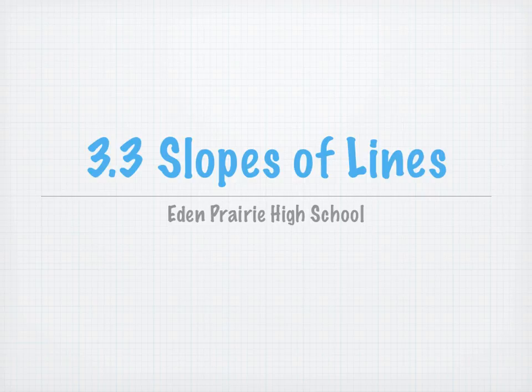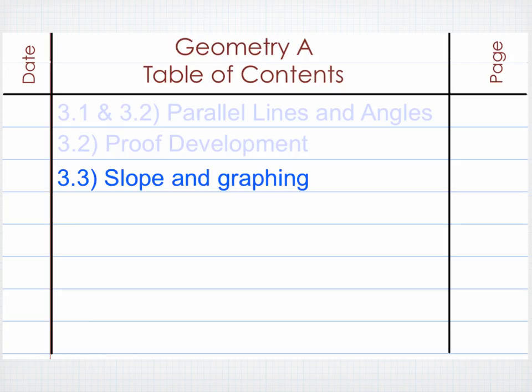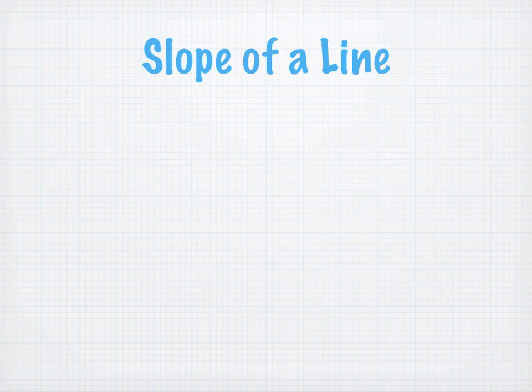3.3 deals with slopes of lines in a coordinate plane. Take out your notes and set this into your index. 3.3 is all about slopes and graphing. So for your notes, you might want a piece of graph paper out.